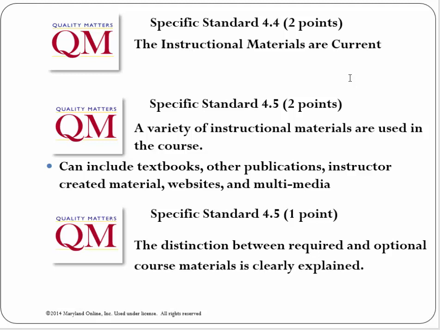And then to close out our discussion on general standard 4, instructional materials, specific standard 4.6: that the distinction between required and optional course materials is clearly explained. That's 1 point. So if you include required and optional course materials in your course, you just clearly mark it for the students, and you get your 1 point here. It's pretty much self-explanatory.